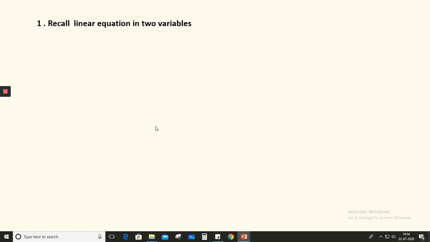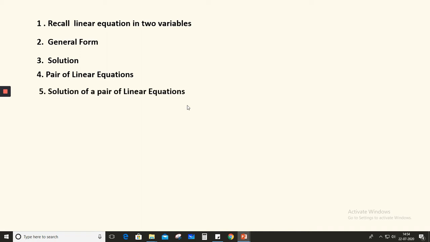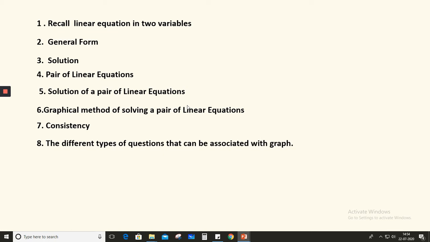In this video, we are going to recall linear equations in two variables, which you learned last year. General form of a linear equation, solution of a linear equation. Then this year we will be learning about pair of linear equations. Then solution of a pair of linear equations, graphical method of solving a pair of linear equations, consistency of equations, the different types of questions that can be associated with graph.